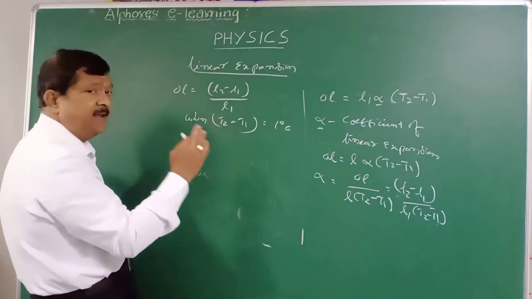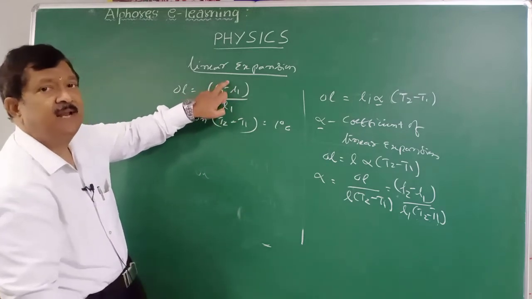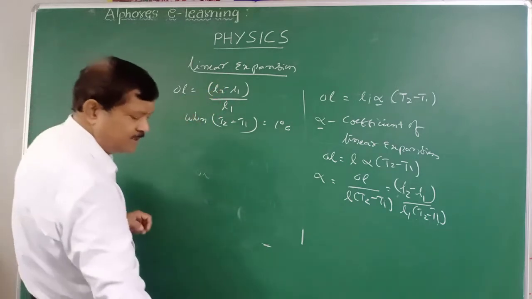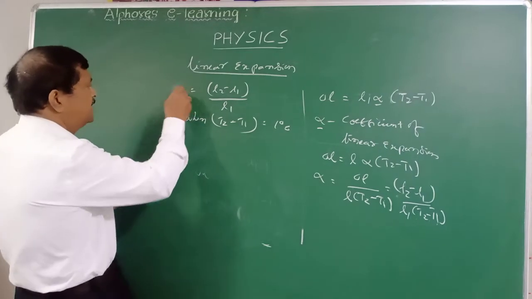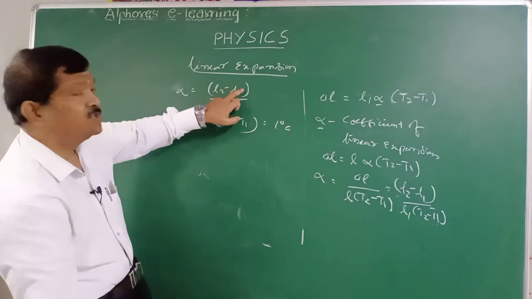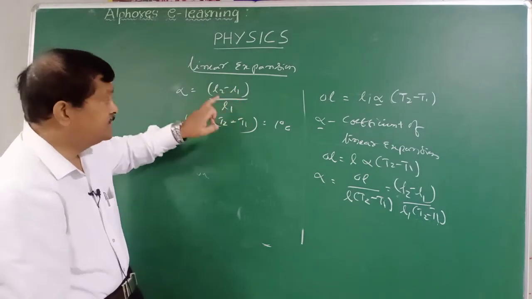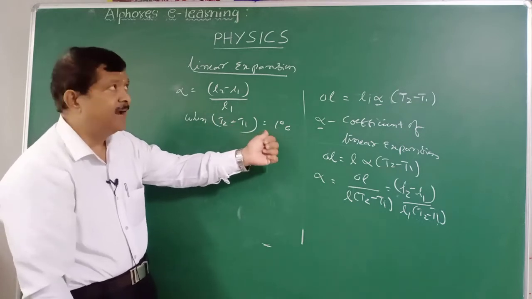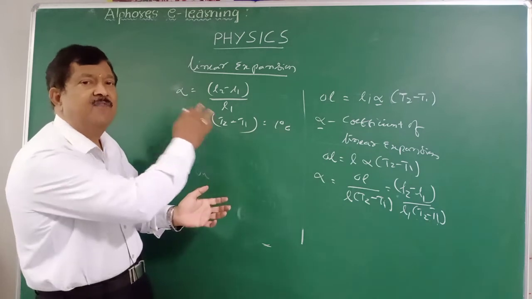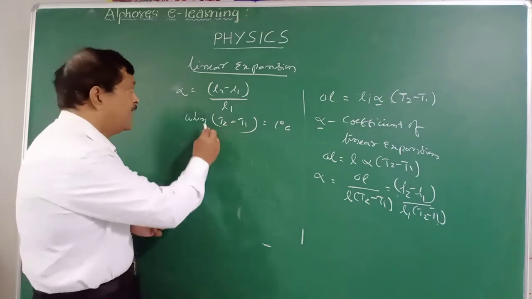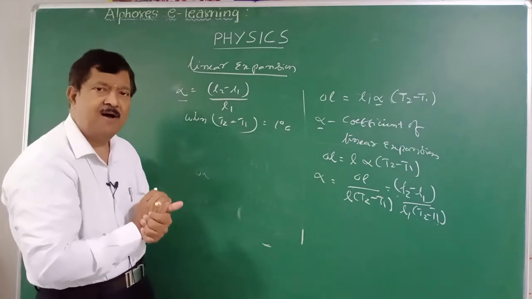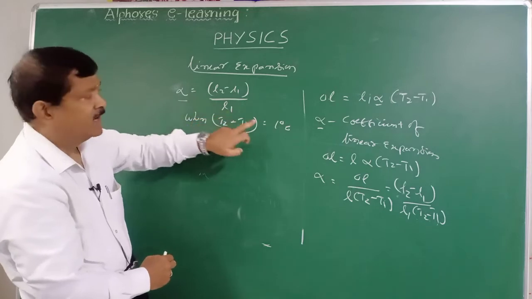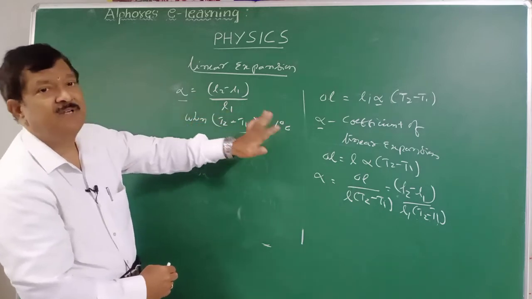This is very clearly the ratio of change in the length to the original length. We can define this as alpha. Alpha is the ratio of change in length to the original length, or change in length per unit original length corresponding to a change of temperature by 1 degree centigrade. So we can define alpha like this. I am repeating once again. Coefficient of linear expansion alpha can be defined as the ratio of change in the length to the original length corresponding to 1 degree centigrade change of temperature.